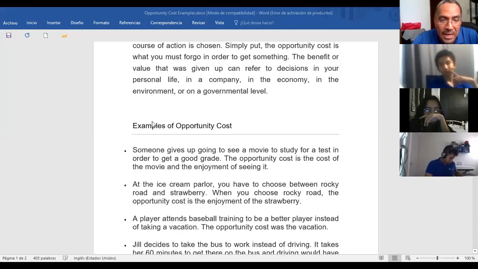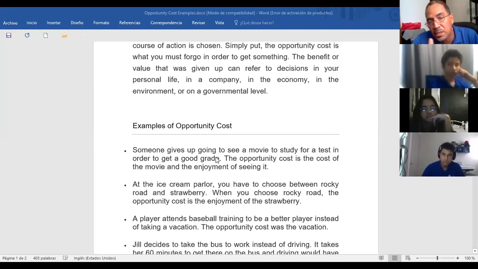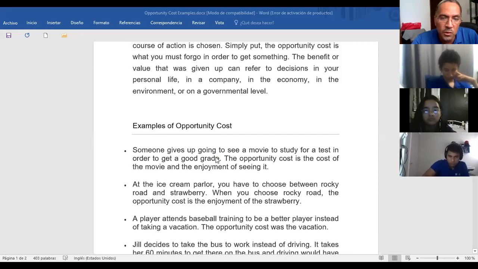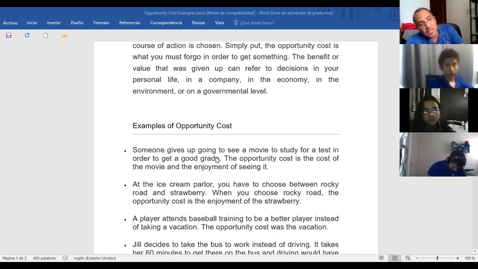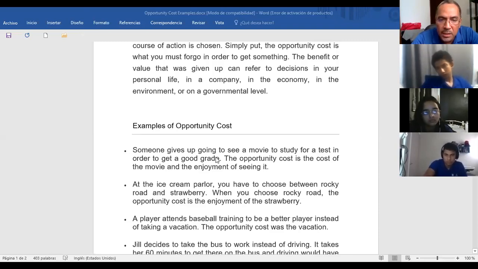For instance, over here there are some examples of opportunity costs. The first one is that someone gives up going to see a movie to study for a test in order to get a good grade. I think there is an example in the book that we discussed about this guy who has some problems in the subject of government. He has only 6 extra hours to study and reinforce in order to get better in that subject. But he has to decide whether to spend those 6 hours with his friends, or take some of those hours to study and try to improve his grades in that subject. I think you don't remember anyway. We're going to go over that topic once again.